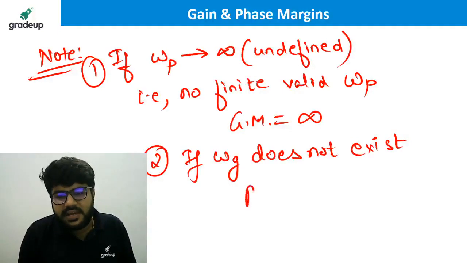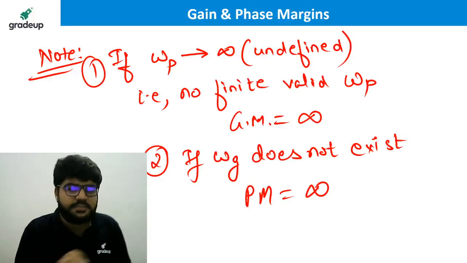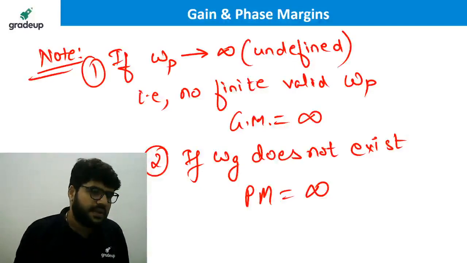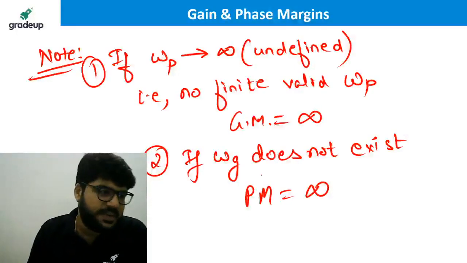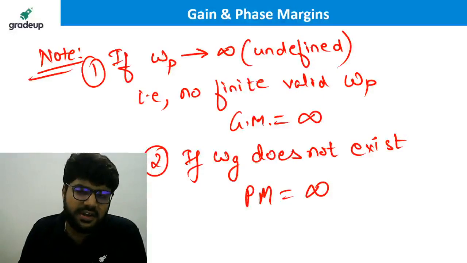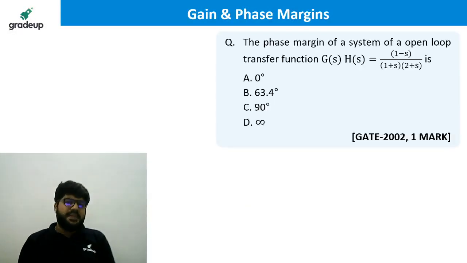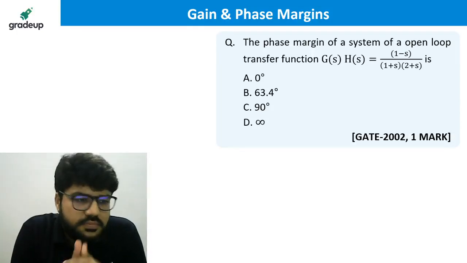So when omega g does not exist, phase margin is infinity. Got it? Just take proper care of these points especially. Okay, omega g does not exist, phase margin infinity. Okay, take down a question now.